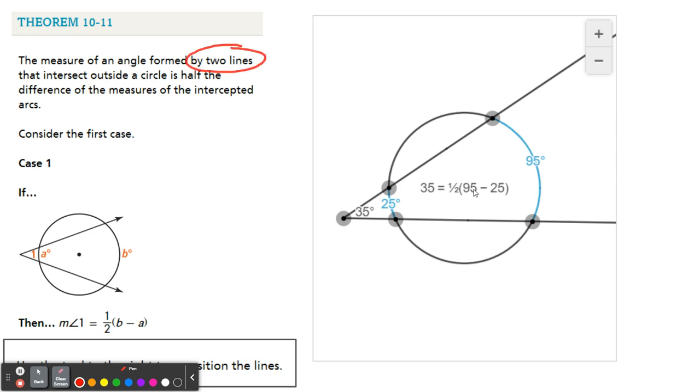Now they say two lines because we're going to see there's three cases. So this case right here is the two secants case, so two secants. So this angle is now outside of the circle. It's going to be half the difference of the arcs.